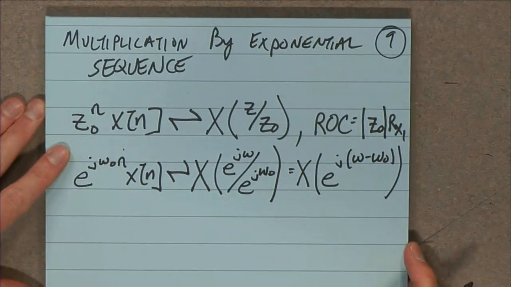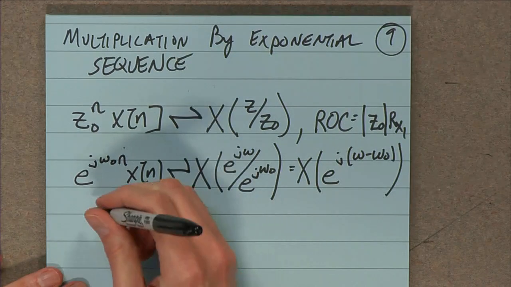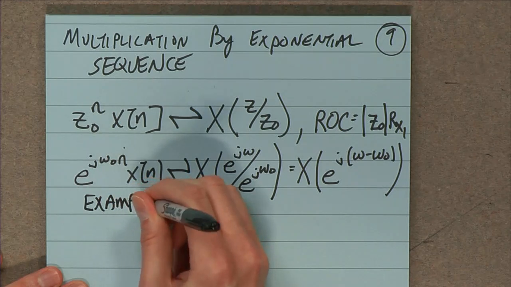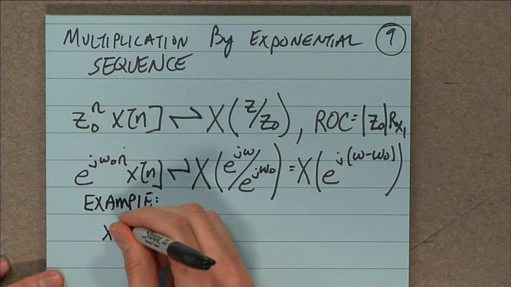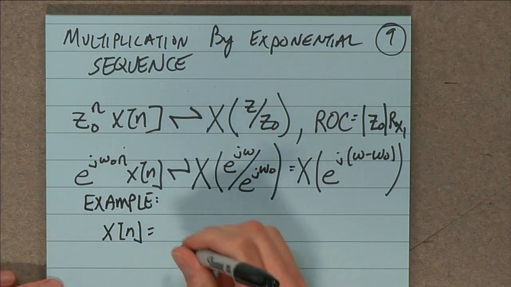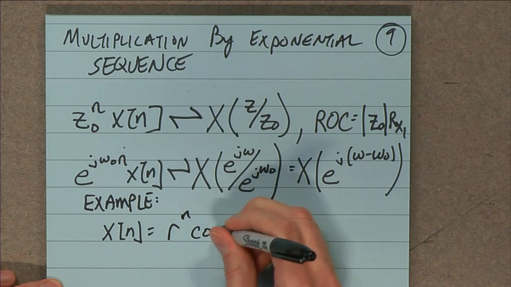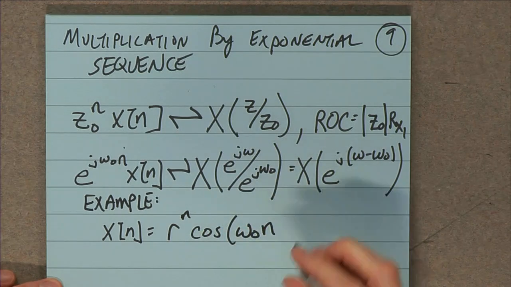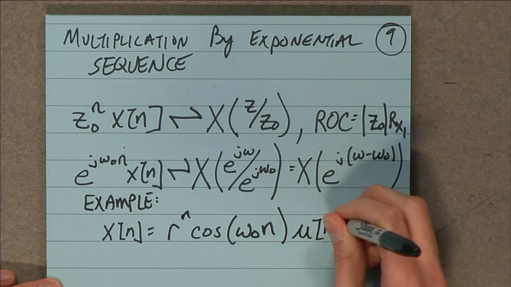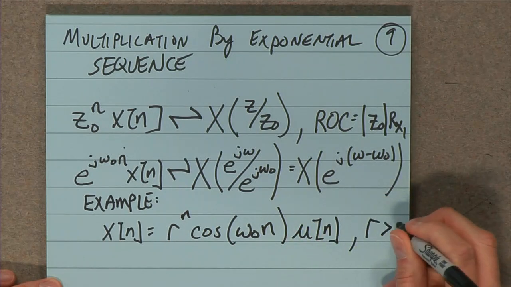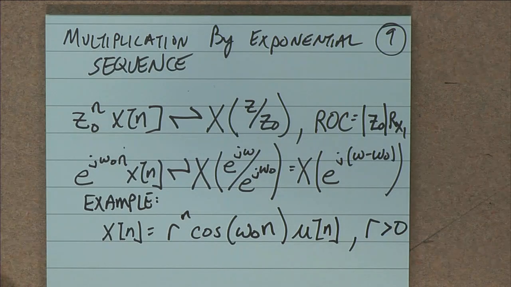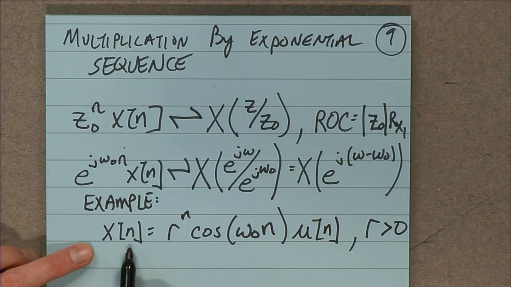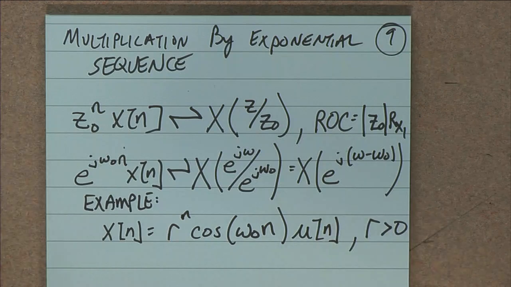So let's do an example to show what we mean by multiplication of a region of convergence. Not completely straightforward. So let's take an example where we have some x of n, which is r to the n, and we'll make it cosine omega naught n times the unit step. And for this case, we're going to say r is greater than 0. So this is a time series. It's a sequence. So don't lose control of what's going on, right? This is just a sequence. It's a unit step function. It's just telling you r is greater than 0. It's not a region of convergence or anything like that. We're not there yet. So that's just our example.